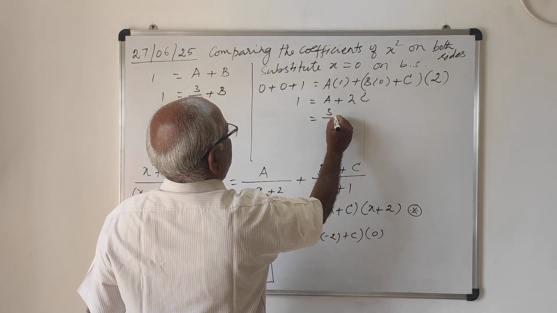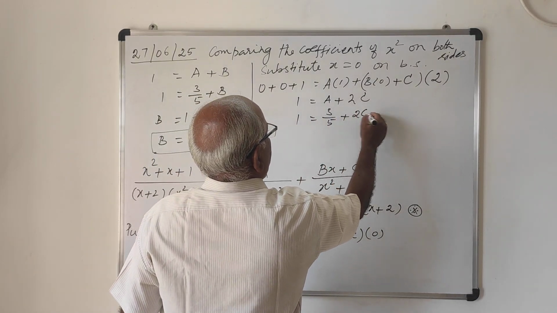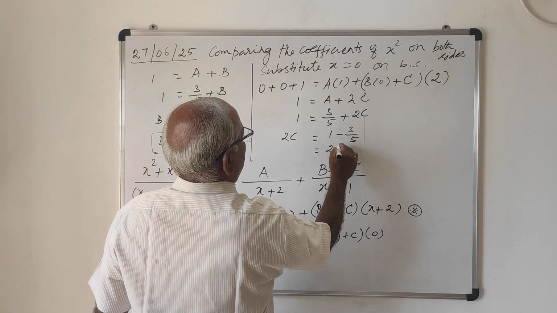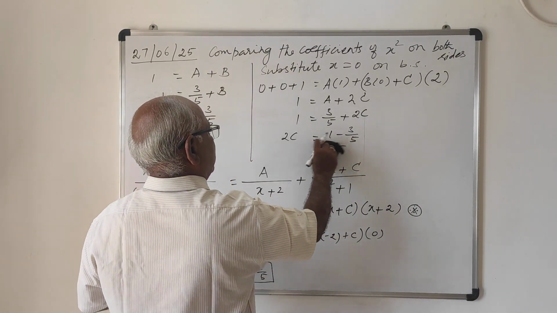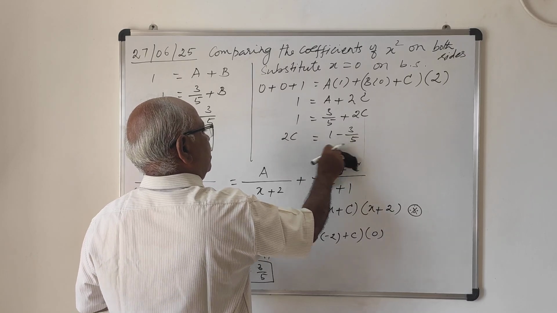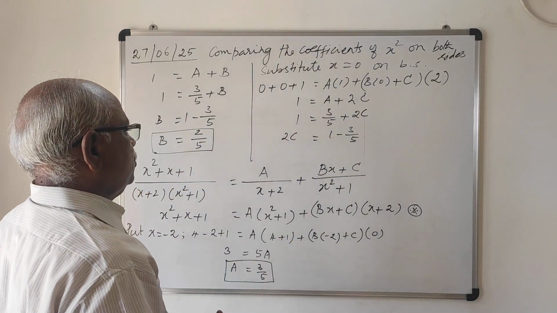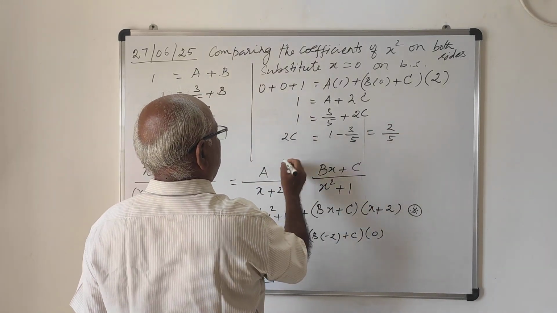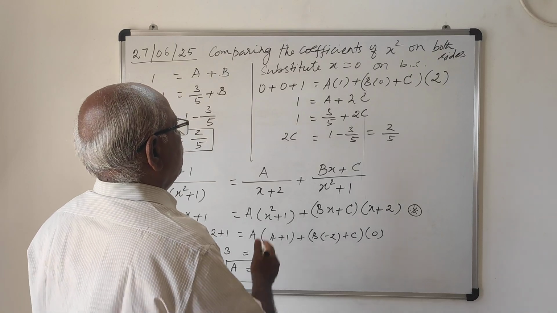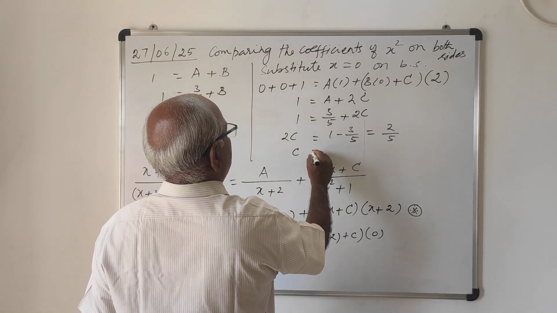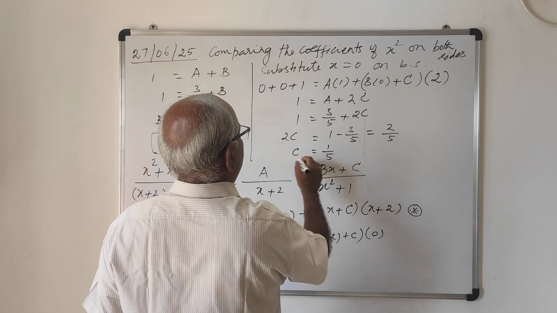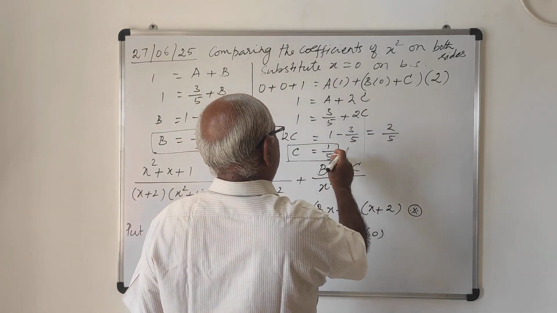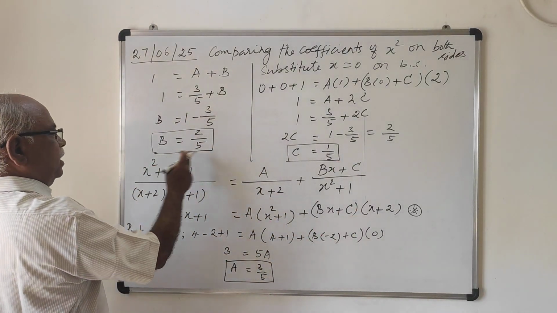Already you know a equal to 3 by 5, so 2c equal to 1 minus 3 by 5, that is equal to 2 by 5. So 2c equal to 2 by 5, c equal to 2 cancels, you will get 1 by 5. So you know the values of a, b and c.